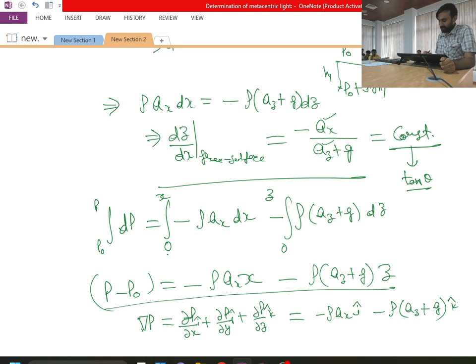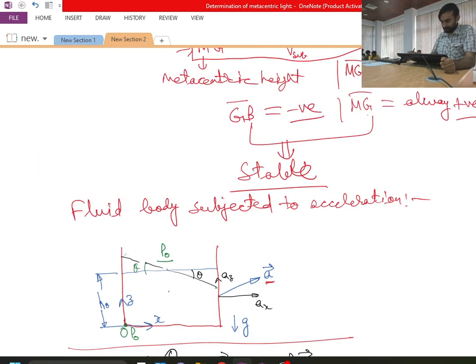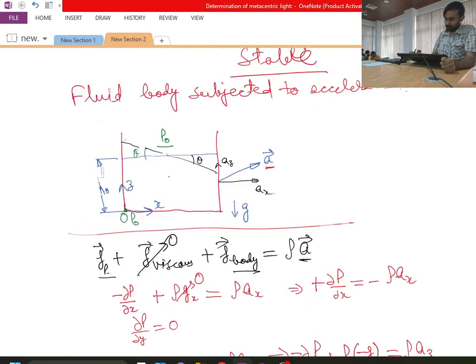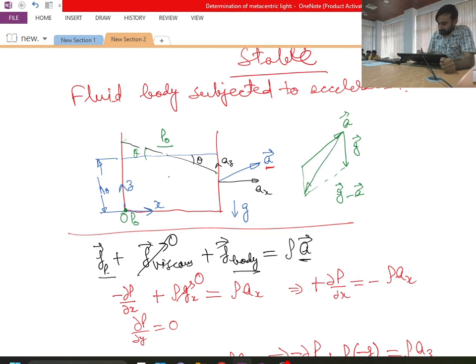So ultimately, let me draw it with vector addition. This is your acceleration vector a, and this is your gravity vector g over here. If you calculate vector g minus a, then how is it oriented? This is vector g minus a.